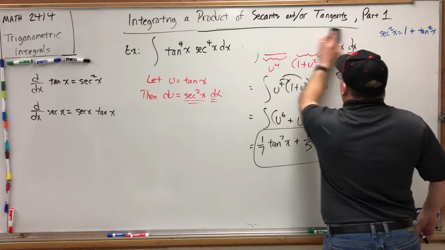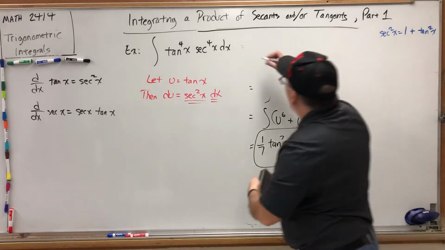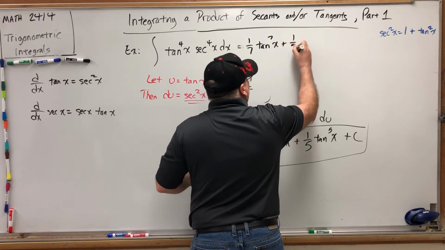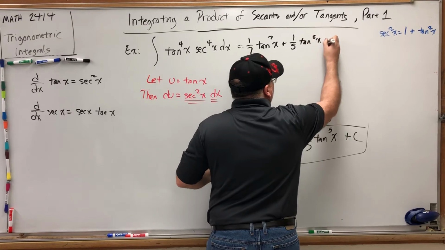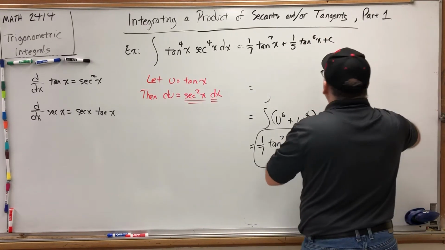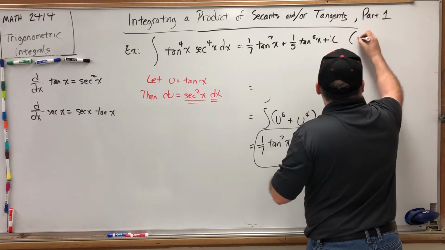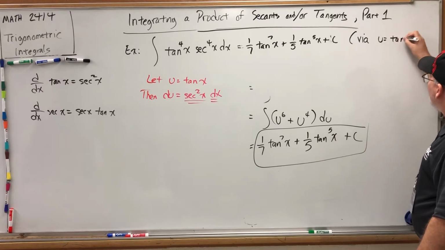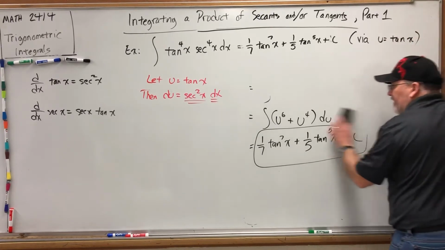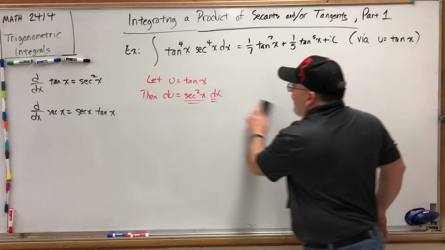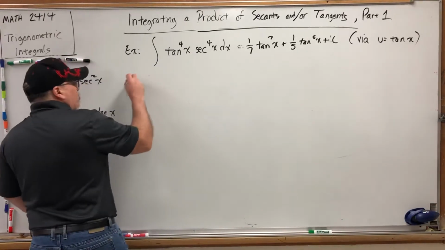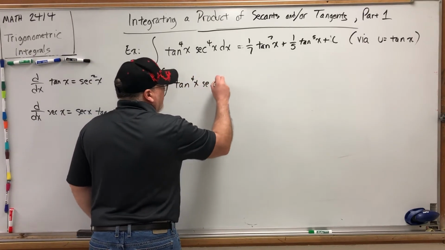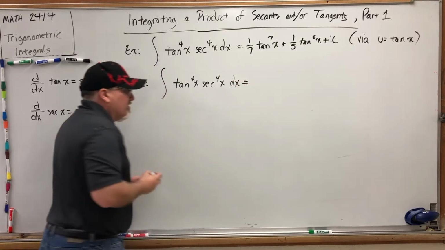So let's just keep track of this answer. 1/7 tangent to the 7th power of x plus 1/5 tangent to the 5th power of x plus c. And the substitution that we used, this was via, and if you don't know the word via, look it up. This was via u equal tangent x. But let's try it again. So we'll rewrite the problem here. But this time, let's try a different substitution. And I've already told you that it's going to crash and burn, but that's to figure out why it crashed and burned and see if we can develop a technique out of it.